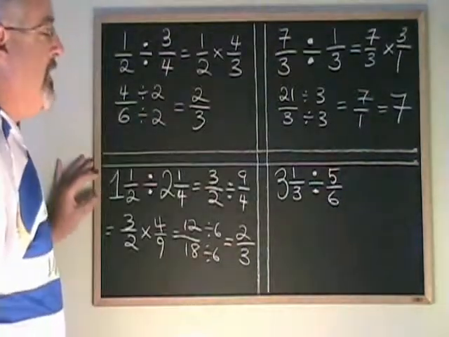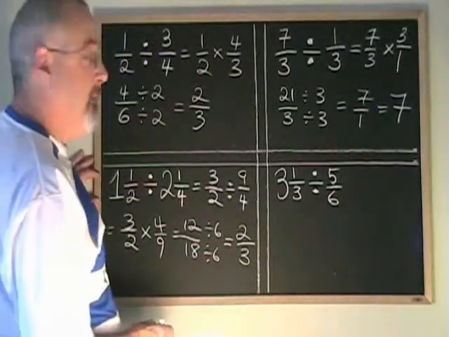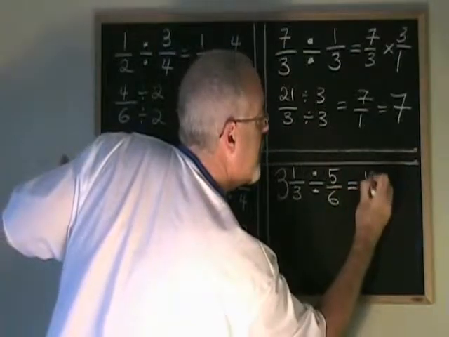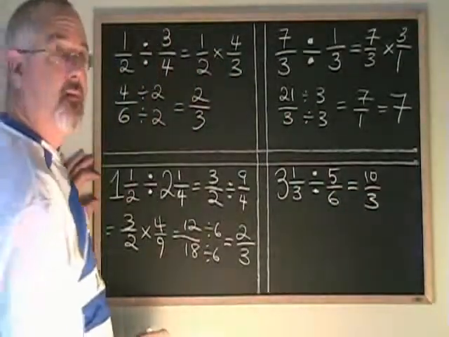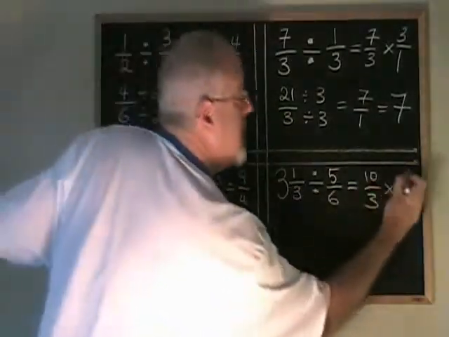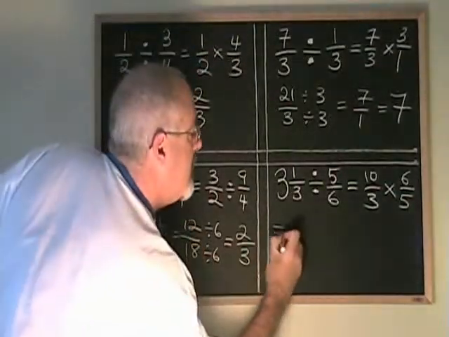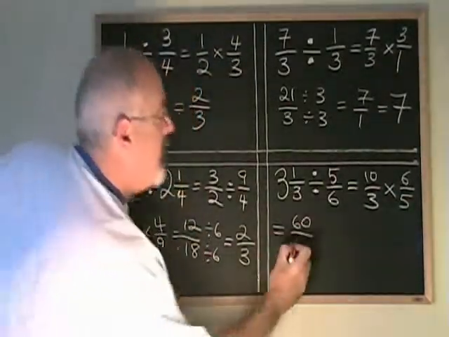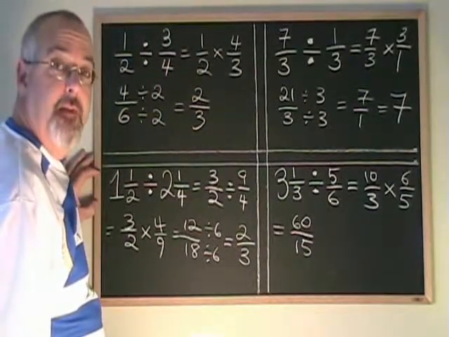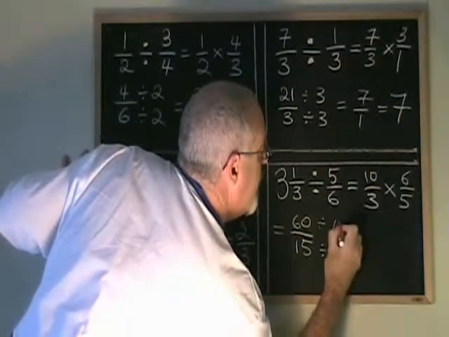Here's another one which has only one mixed number. 3 1/3 can be converted into an improper fraction. 3 times 3 is 9, plus 1 is 10. It becomes 10/3. I multiply instead, and 5/6 turns upside down and becomes 6/5. 10 times 6 is 60. 3 times 5 is 15. 60 and 15 have a common factor of 15, so I'm going to divide both top and bottom by 15.